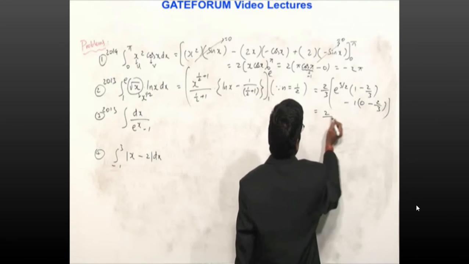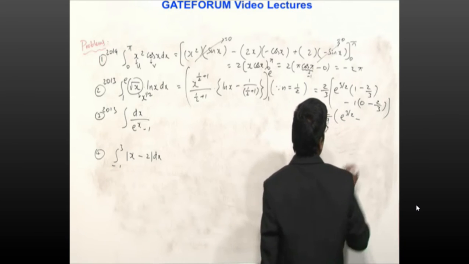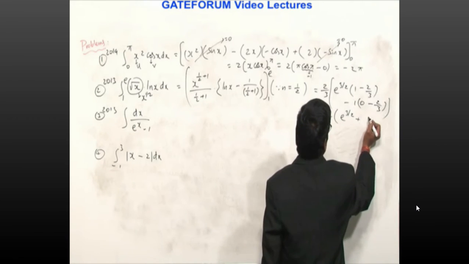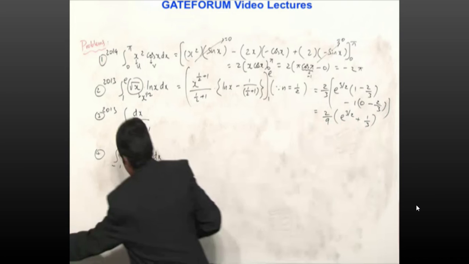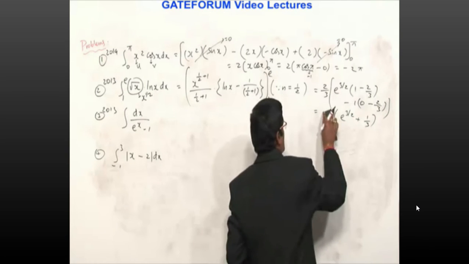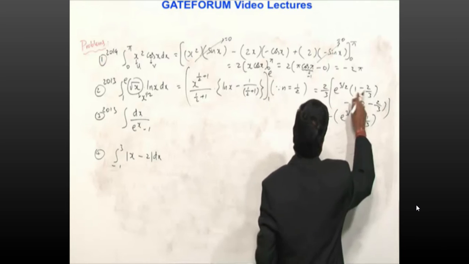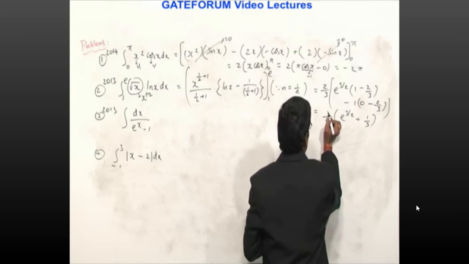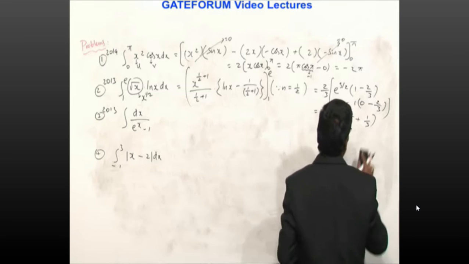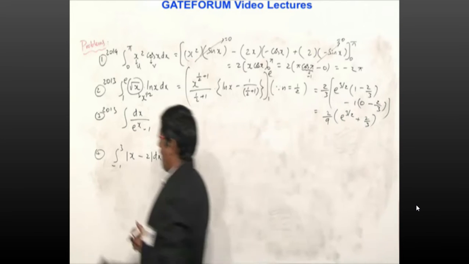So, I can take 2 by 9, 1 by 3 common, e to the power 3 by 2 minus, and minus plus. Here also 2 is common, 1 by 3, and this 2 by 9 now becomes, so inside 2 is common, 1 is only common, 1 minus 2 by 3 is 1 by 3. So, I took 1 by 3 outside. So, this becomes 2 by 3.